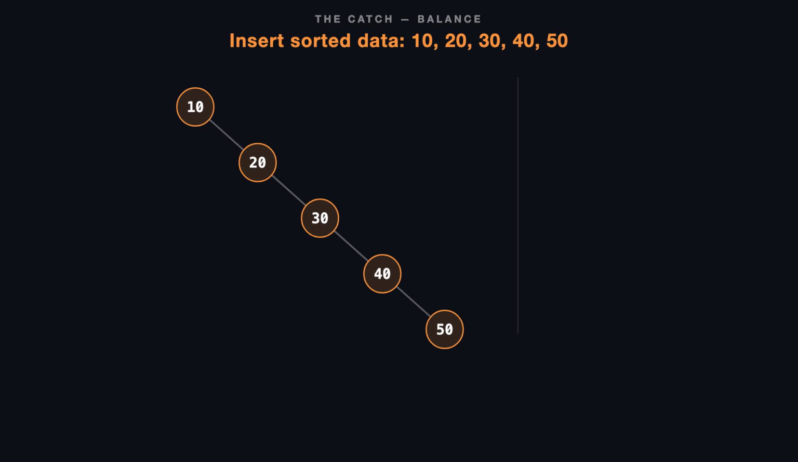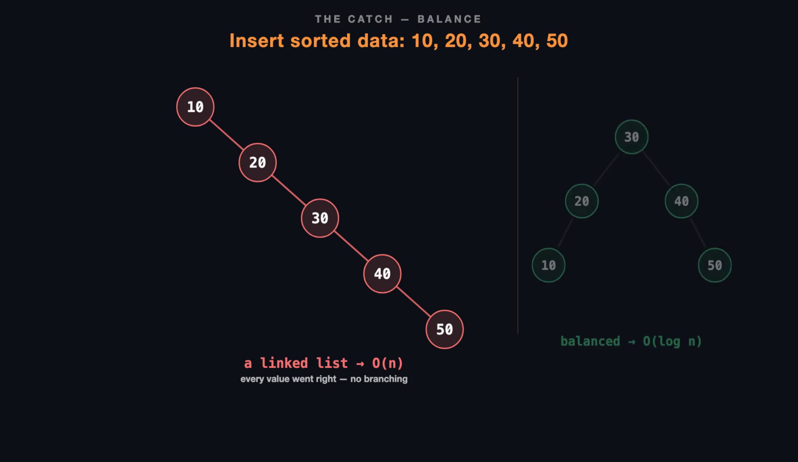Now searching is walking every node, one by one. That is O of n. The log n magic is gone. This is why real databases never use a plain binary search tree.